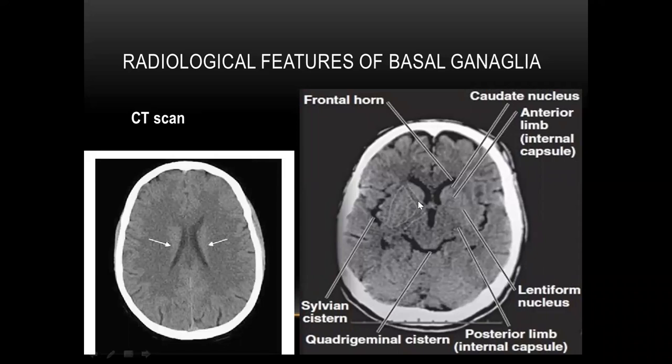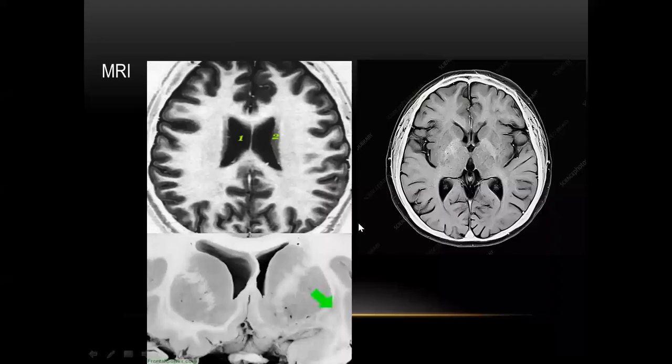Here is the anterior limb of the internal capsule, which separates the caudate and the lentiform. And here is the posterior limb, which separates the lentiform and the thalamus. In MRI, we prefer T1, as we said, because the anatomical structures appear well. This is an axial T1 image showing the head of the caudate and the lentiform nucleus, the internal capsule, and the thalamus. The internal capsule separates the lentiform from the thalamus. This is the body of the caudate, in the lateral wall of the lateral ventricle.